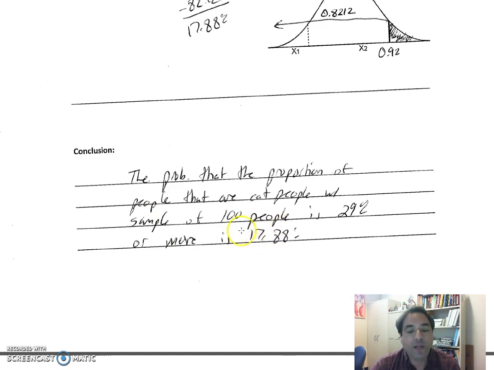Now again, understand this number. Why is it kind of low? Because it's supposed to be 25. So we're looking for 29 or more. The chance of that happening is only 17.88%. Okay, let's try another one.